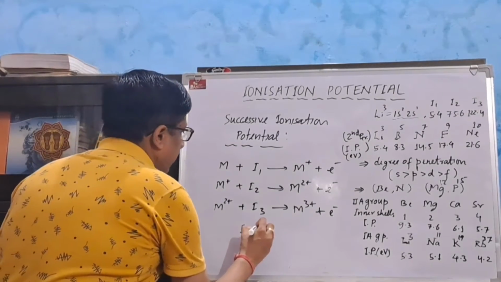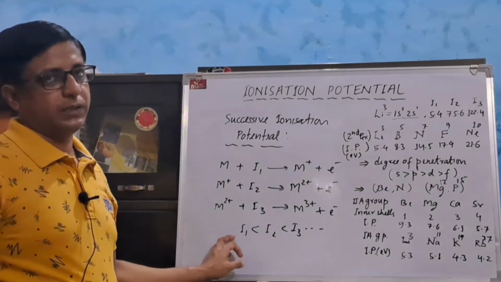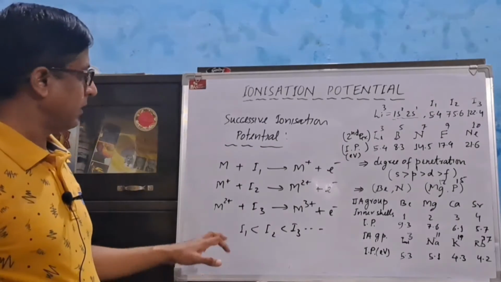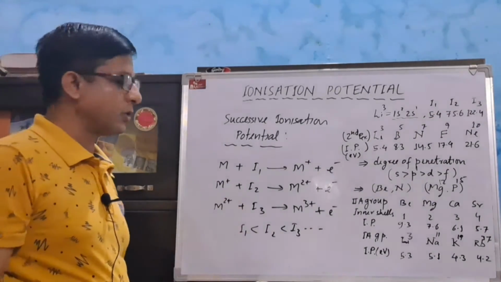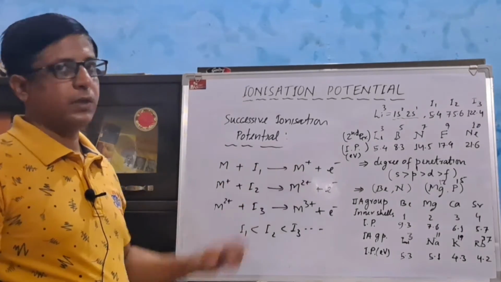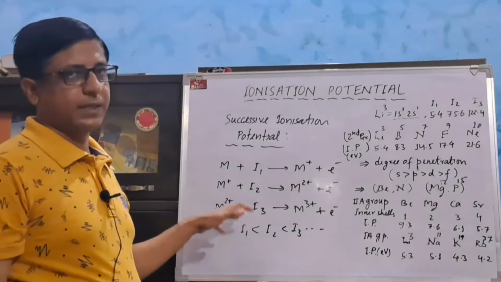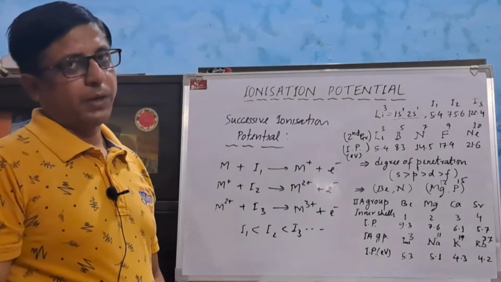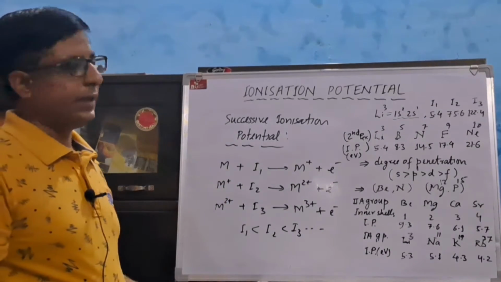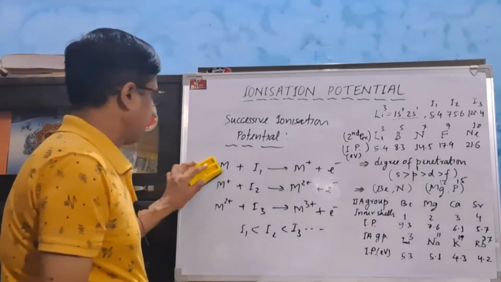The following relationship has been found between I1, I2, I3 and so on. The first ionization potential is lower than the second ionization potential, which is lower than the third ionization potential. This is due to the fact that it is relatively easier to remove an electron from a unipositive cation than to remove an electron from a bipositive cation. Or we can say that it is harder to remove an electron from a cation having a higher positive charge than from a cation having a lower positive charge or an isolated gaseous atom. Thus, first ionization potential is less than second ionization potential, which is less than third ionization potential.